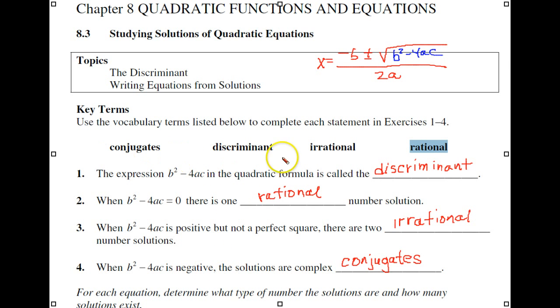As we look at this, we want to remind ourselves of the quadratic formula up here. And notice that under the radical sign, there is something that I have in blue, and that is right here. This is what I have in blue. This is called the discriminant.